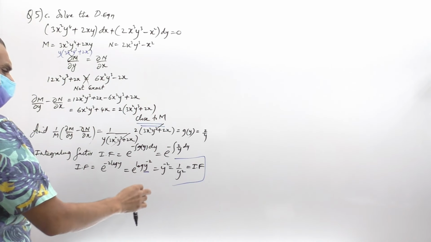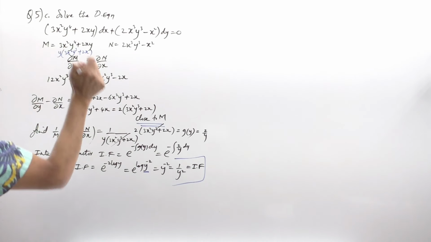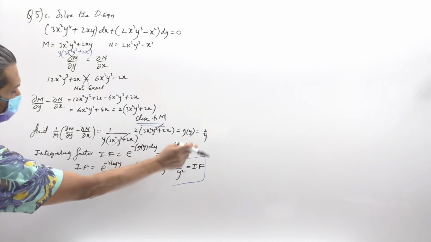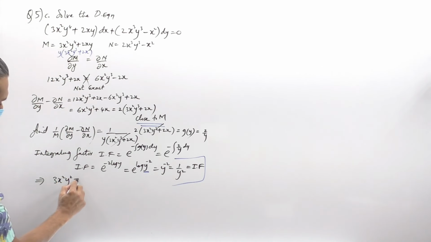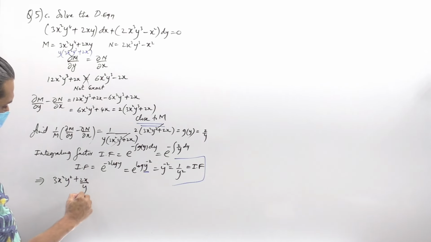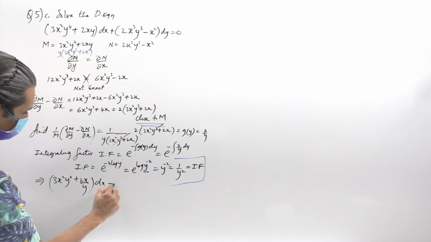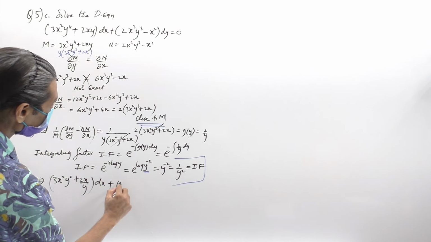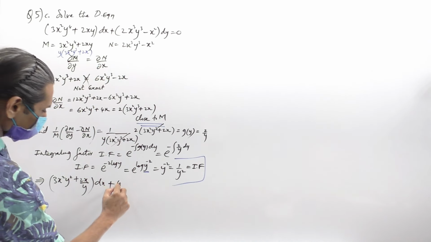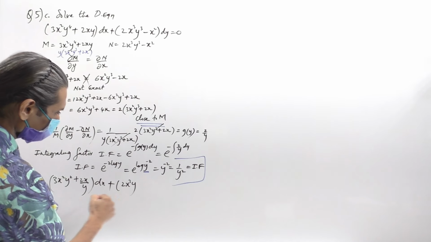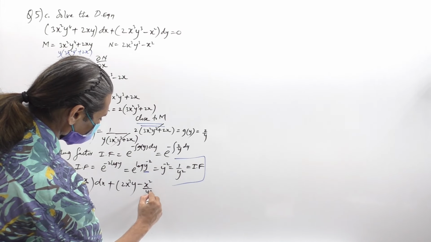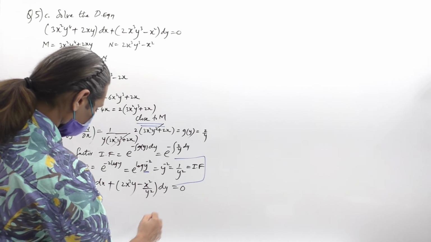So again, no need to check exact. Okay, so multiply the whole equation by y square. That means the equation is now 3x square y square, because y raised to 4 by y square is y square, plus 2x by y dx, plus 2xy by y square is 2x by y, again plus y square means it is 2x cube into y upon y square minus x square by y square dy is equal to 0.